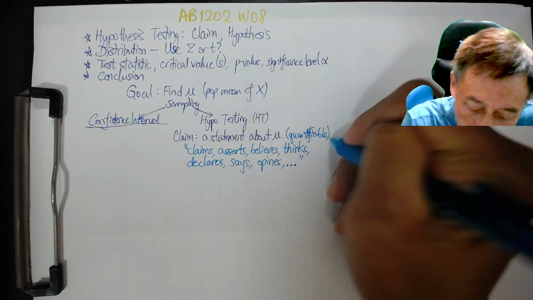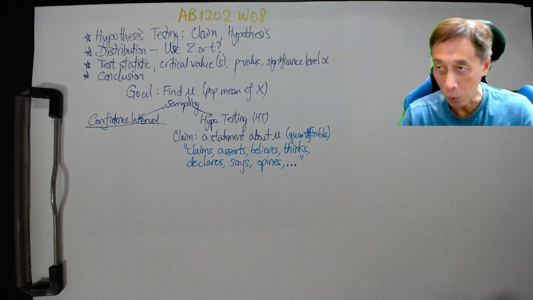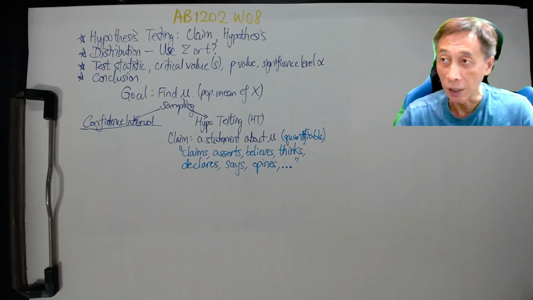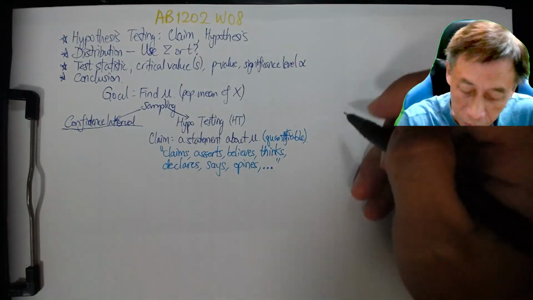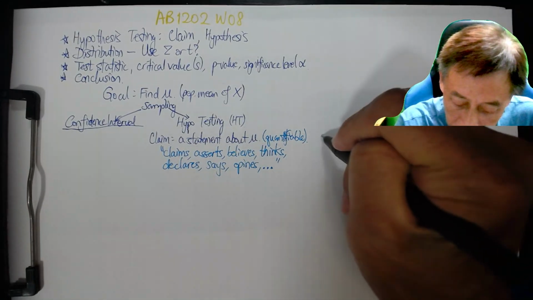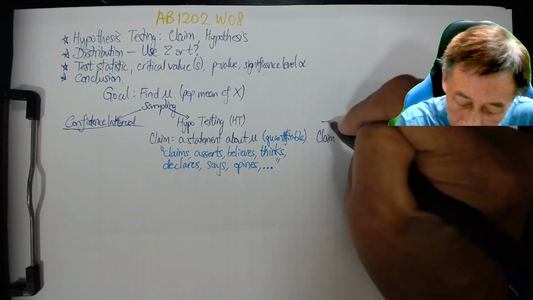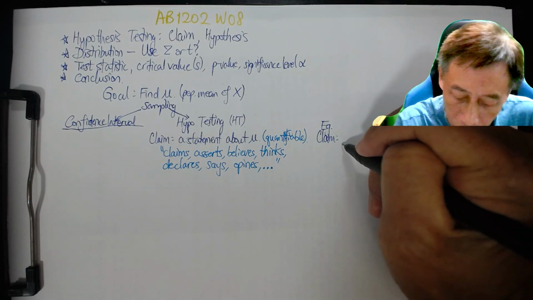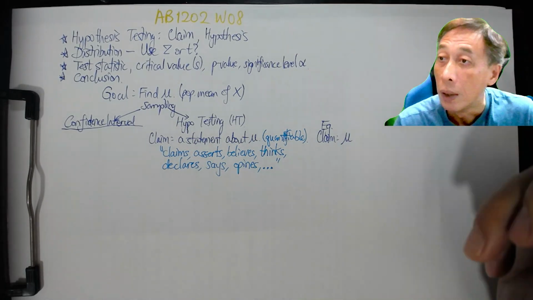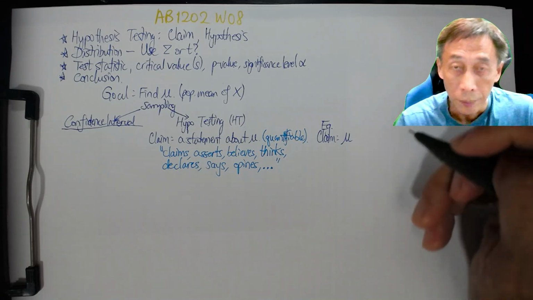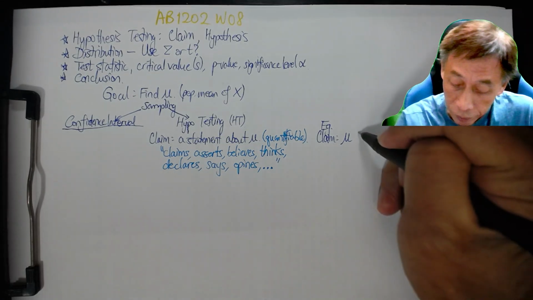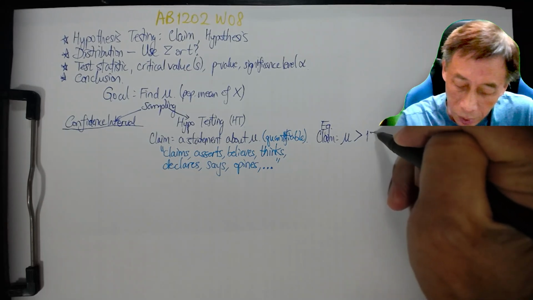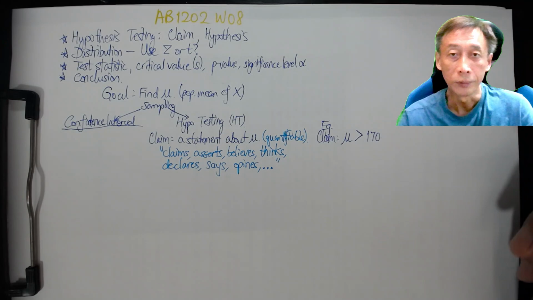Quantifiable, right? So that we can put them into a hypothesis. So what's a hypothesis? Let's just have an example. A claim statement, a claim example: the mu is very expensive, more than $170 per month on average.